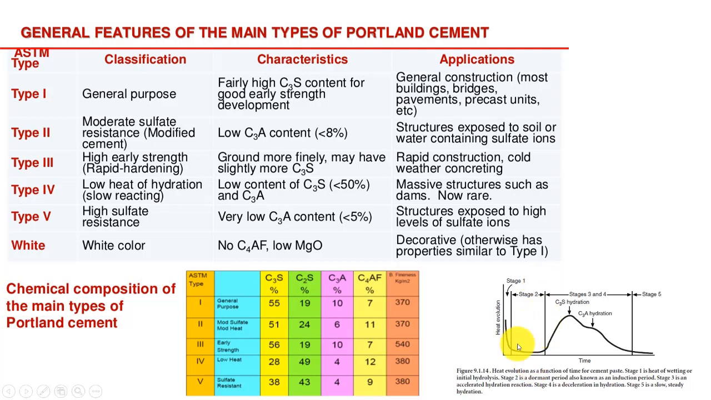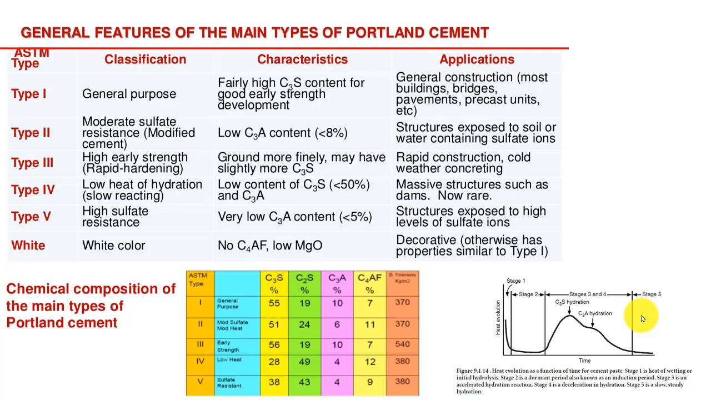Between the dormant period, you can see that it shows the initial and the final set of a cement. In stages 3 and 4, the strength gain and the final setting of the cement occurs. So you can see that the tricalcium silicate hydration occurs at the top of this curve, and tricalcium aluminate over here at the final set of a cement. At the later stage, the hydration occurs at the later ages.